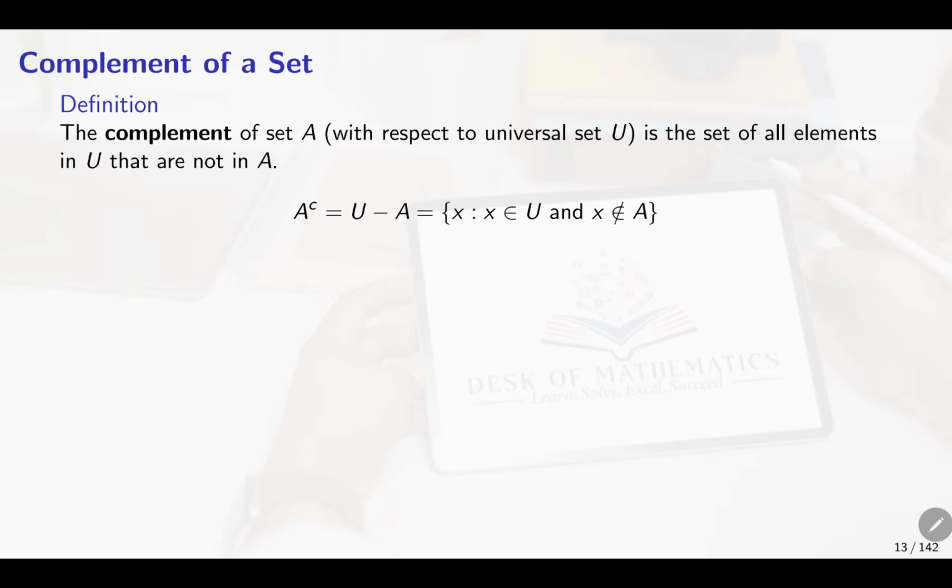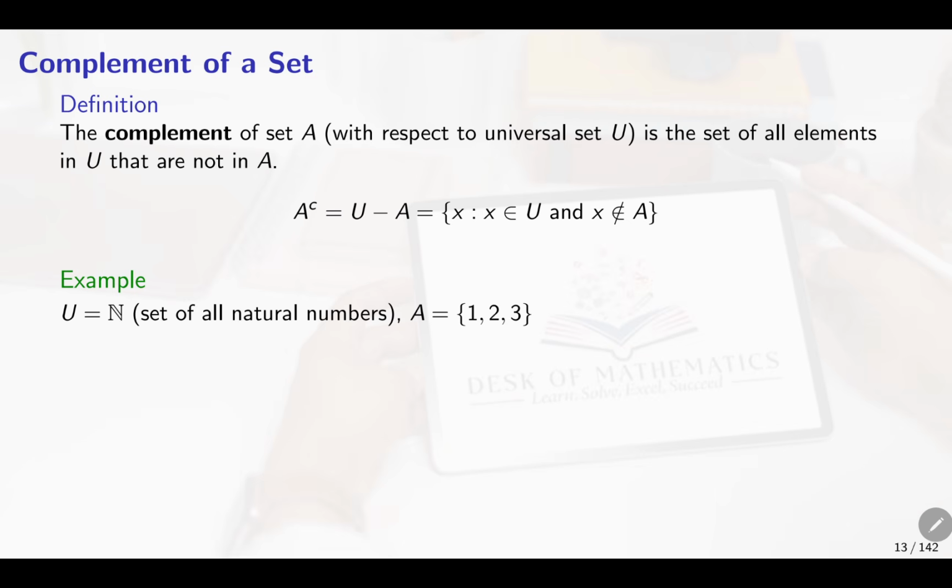Now what is the complement of a set? A complement of a set is with respect to the universal set. It is the set of those elements which are in the universal set but not in A. We write it this way, that is U minus A. So those elements of the universal set which are not included in A, that is called the complement.